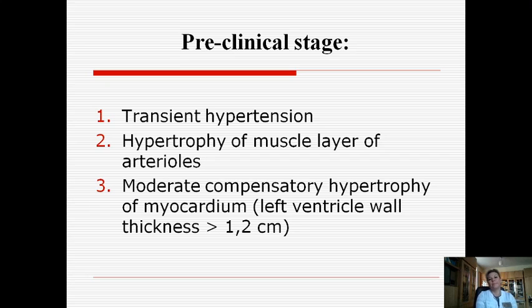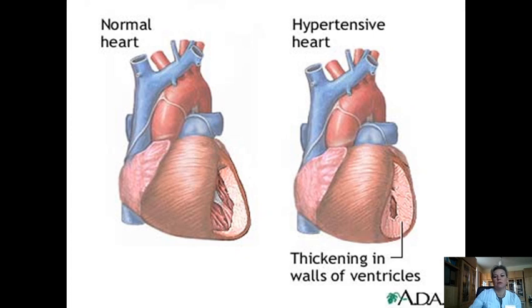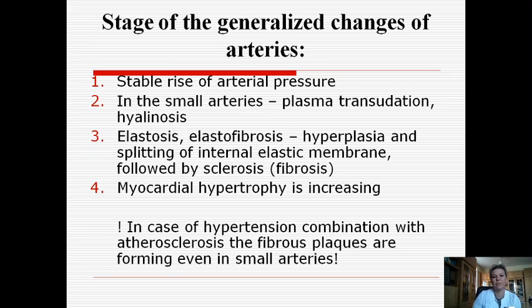Look more closely. In the preclinical stage, transient hypertension, hypertrophy of the muscle layer in the arteries, and moderate compensatory hypertrophy of myocardium. In the second stage, stable rise of arterial pressure, we see plasma infiltration and hyalinosis in small arteries, elastosis, elastofibrosis in the large arteries with sclerosis and fibrosis. Myocardial hypertrophy is increasing, maybe more than 2 centimeters.